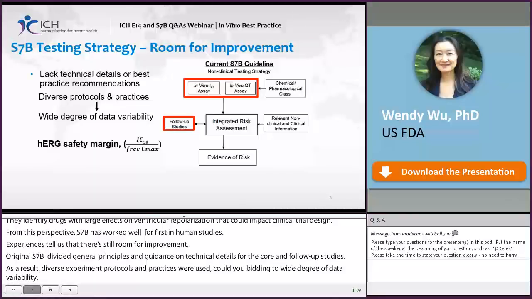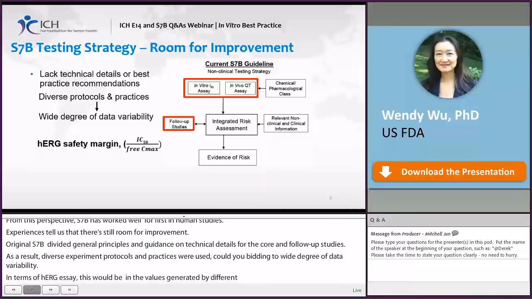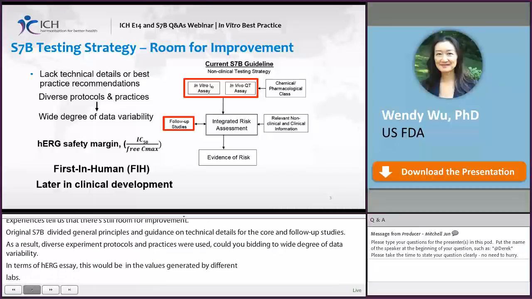For hERG, IC50 is used to calculate safety margin to inform the likelihood of a drug in delaying ventricular repolarization by acutely blocking hERG channels under clinical setting. Large IC50 variability was okay for the data to inform large effects on ventricular repolarization, but data variability makes it difficult to use them later in the clinical development program, as stated in the revised E14 Q&As 5.1 and 6.1.